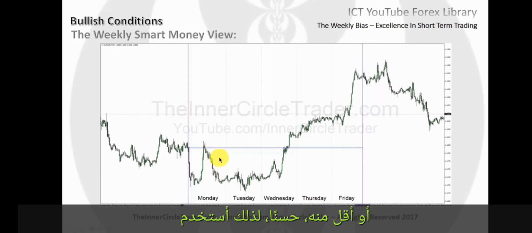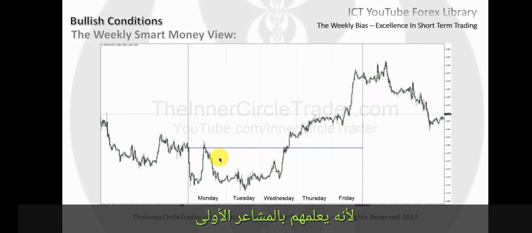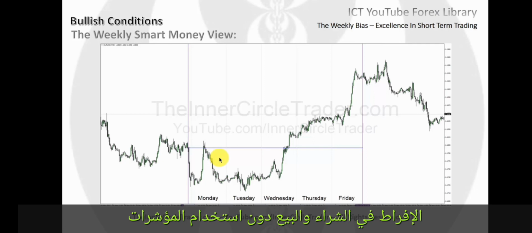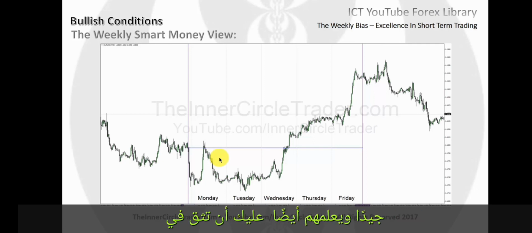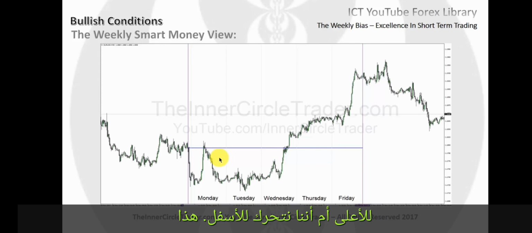Okay, so I use the Sunday's opening price to teach new traders because it teaches them, number one, sentiment. It teaches them overbought, oversold without the use of indicators. And it also teaches you to trust the higher time frame premise. What's the monthly and the weekly charts suggesting? Are they implying that we're going to be moving higher, or are we moving lower?